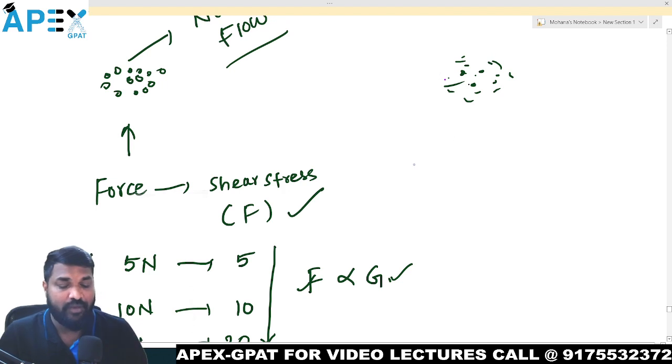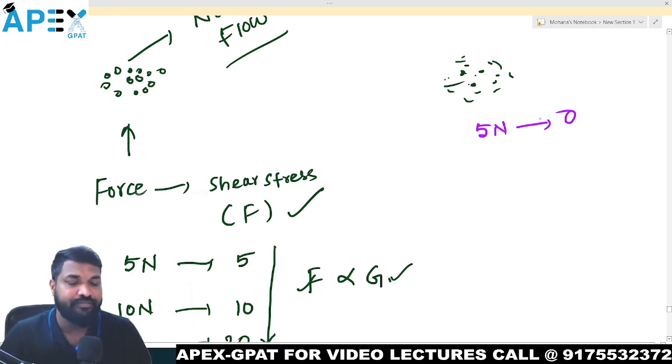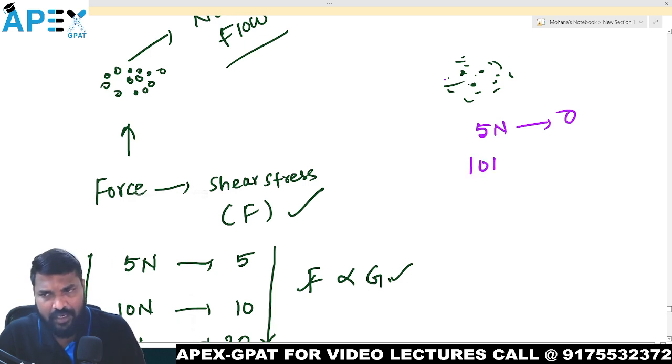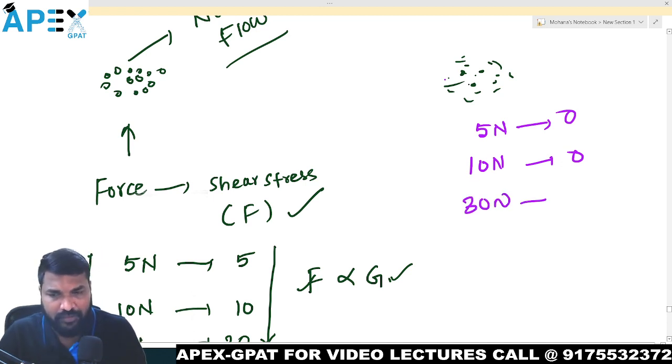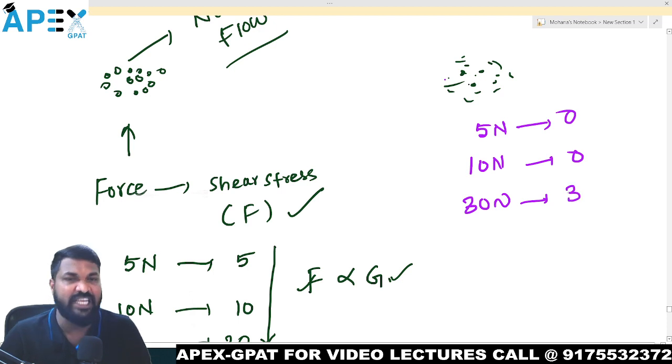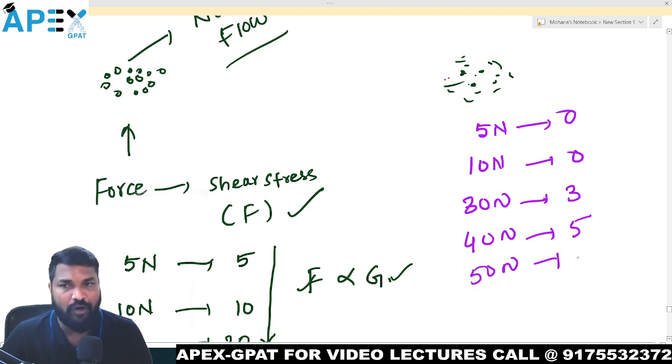With this fluid, I applied a 5 Newton force. Zero flow. There is no flow. Let me increase the force now. Shear stress, 10 Newton force. Again, zero flow. I applied 30 Newton force. Yes, there is a flow of 3. And I applied 14 Newton force. Yes, there is a flow of 5. I applied 15 Newton force. I found a flow of 8.